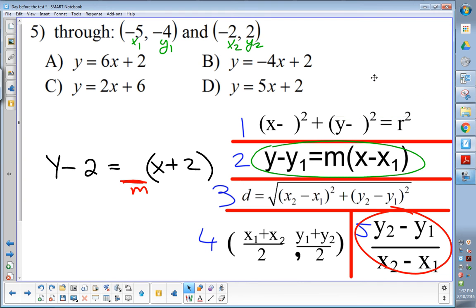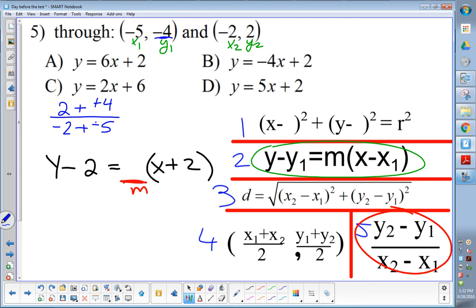If I were this nice and gave you these multiple choice answers, super simple problem. Okay, we're doing point slope. We need to find the slope. So it's y sub 2, so 2 minus y sub 1, so negative 4 minus a negative. Negative 2 minus negative 5, so it's minus a negative. 2 plus 4 is 6. Negative 2 plus 5 is 3. 6 over 3 gets you what? 2. My slope is 2. Even without doing anything else, I know that my answer is C.